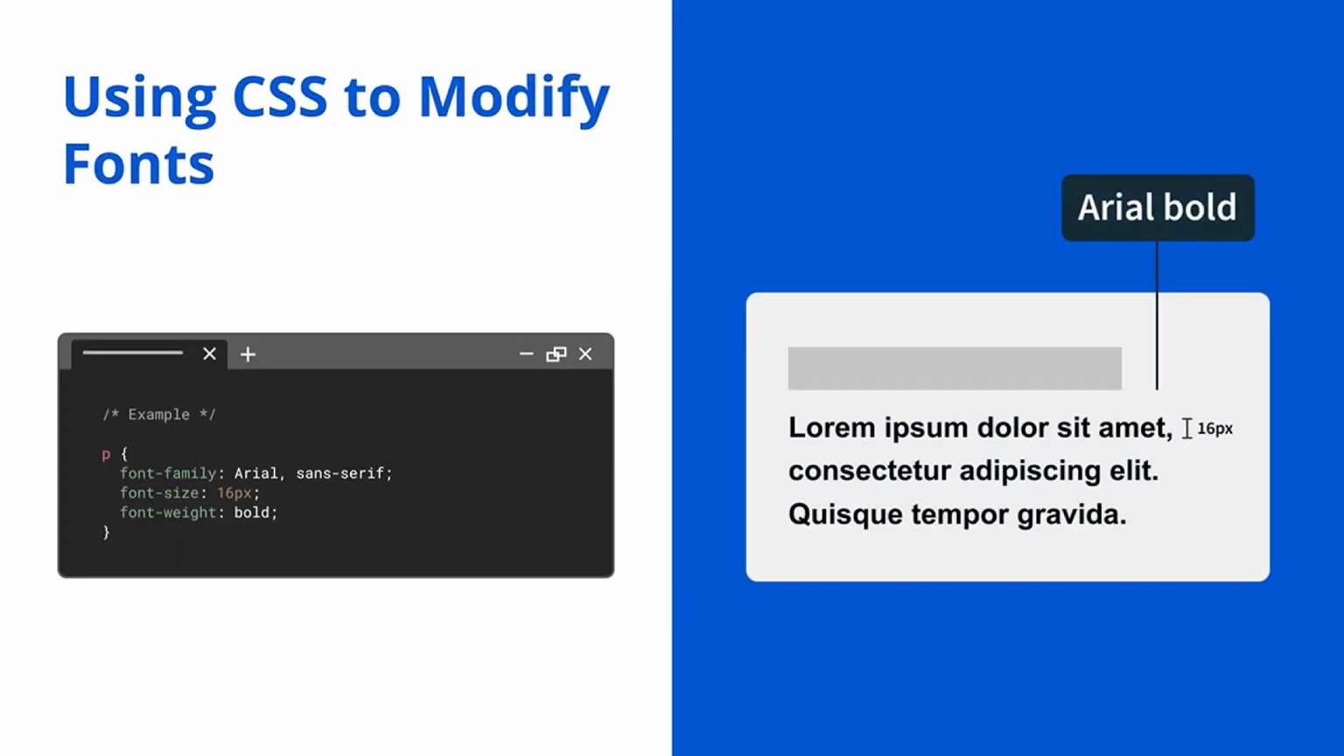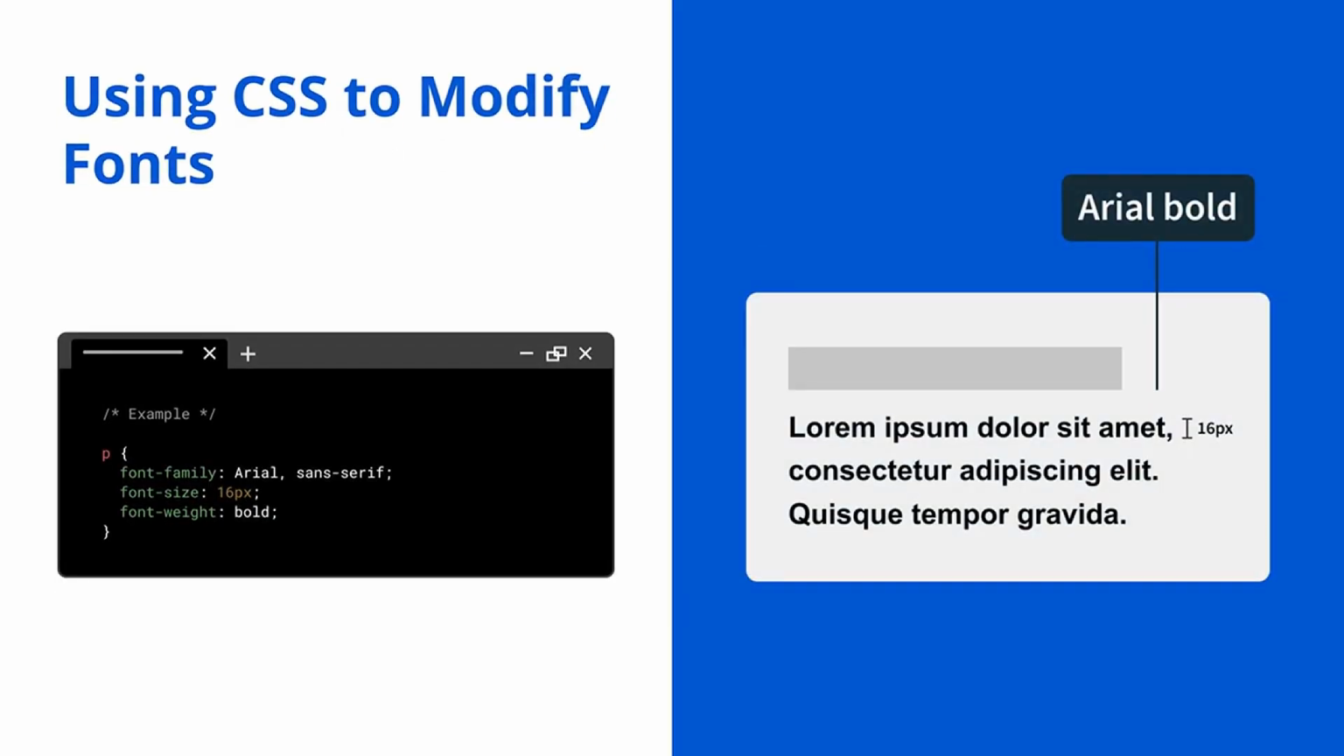Let's examine another CSS example, this time with styling paragraph text. Here we're using the p selector to target all paragraph elements, p, on the page. Inside the curly braces, we define a few properties to style the text. First, we set the font family to Arial, sans-serif. This means that the paragraph text will use the Arial font if it's available. If Arial is not available, the browser will fall back to any generic sans-serif font.